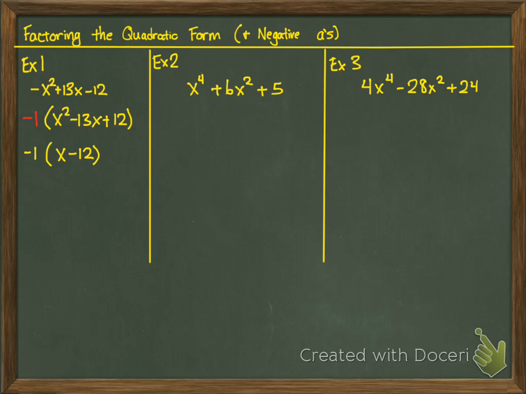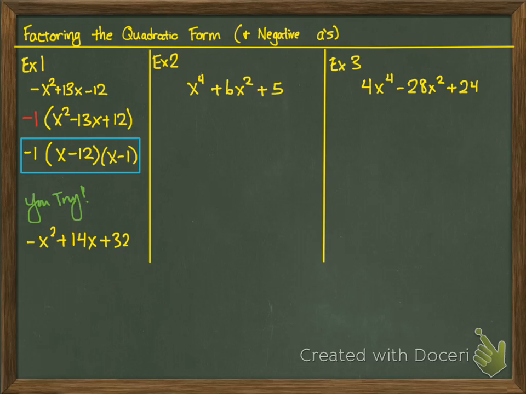Now we can take what's in the parentheses and factor it like we normally do. Negative 1, we get one parenthesis to be x minus 12 and the other one to be x minus 1. And now that is factored down into 3 little pieces there. Alright, you try this one here, press pause, and come back, and we'll compare answers.